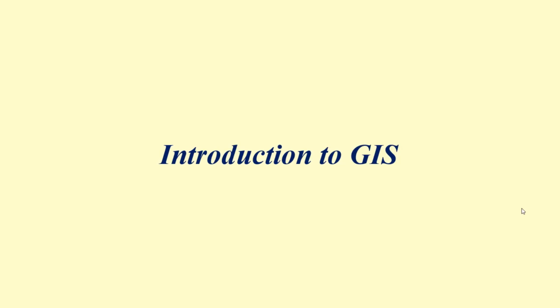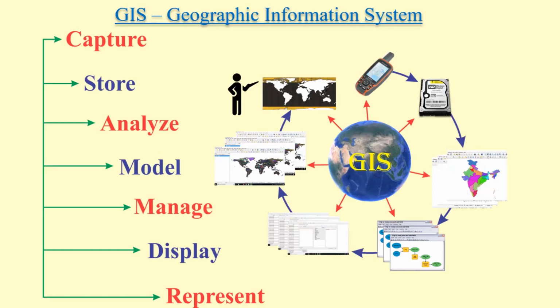Introduction to GIS. GIS stands for Geographic Information System. It is a system used to capture, store, analyze, model, manage, display, and represent spatial information. For example, GPS is an instrument which is used to collect the primary data for GIS work.